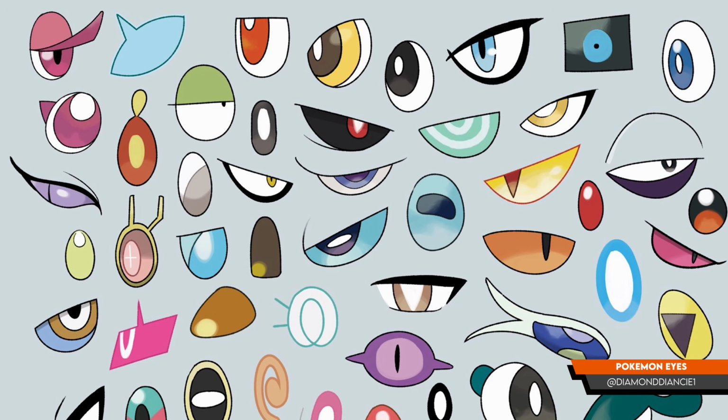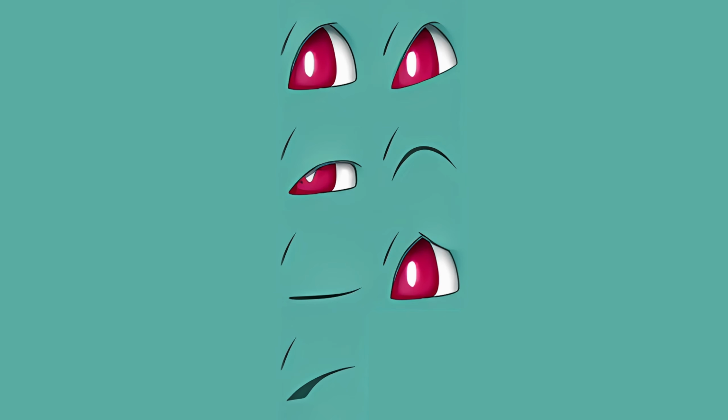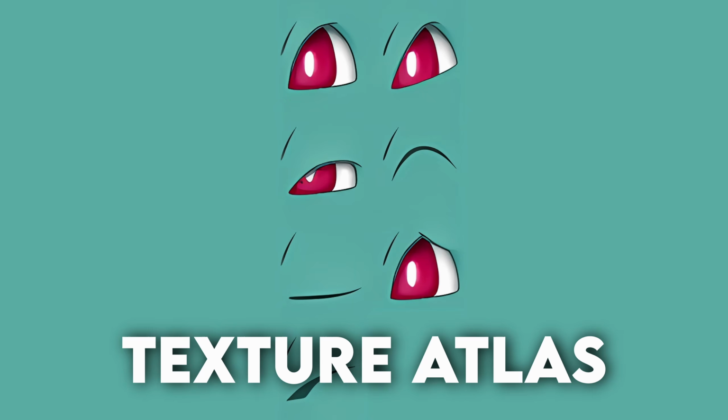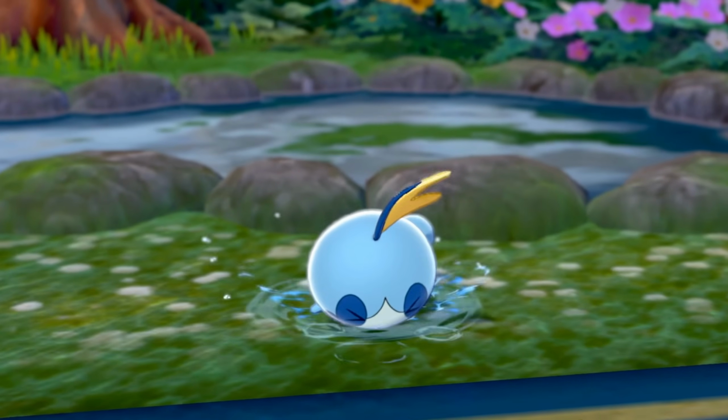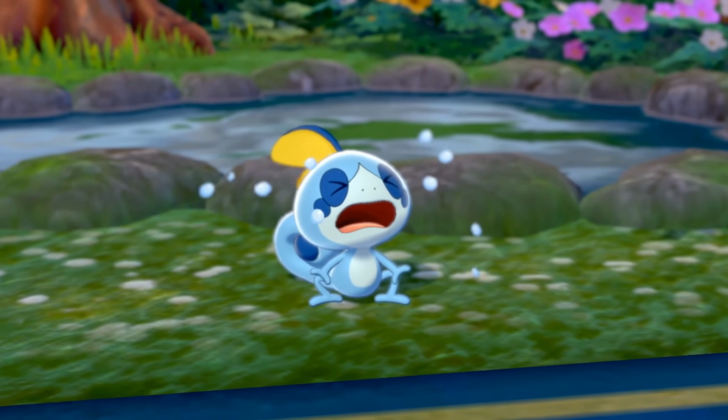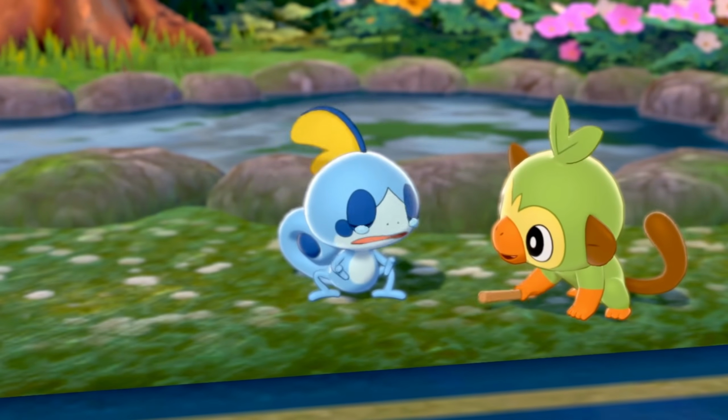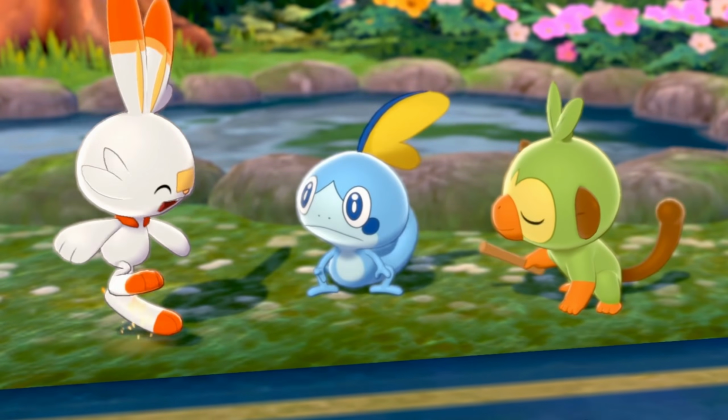Another thing that's very important for Pokemon is the eyes. By looking at the official models, you can see that the eyes are a completely separate texture, and there's a bunch of them, some blinking, crying, or happy. This is known as a texture atlas. The game engine uses these different eye textures and cycles through them at different stages to make the Pokemon blink or flinch in battle. It's a very simple technique and it's very powerful.